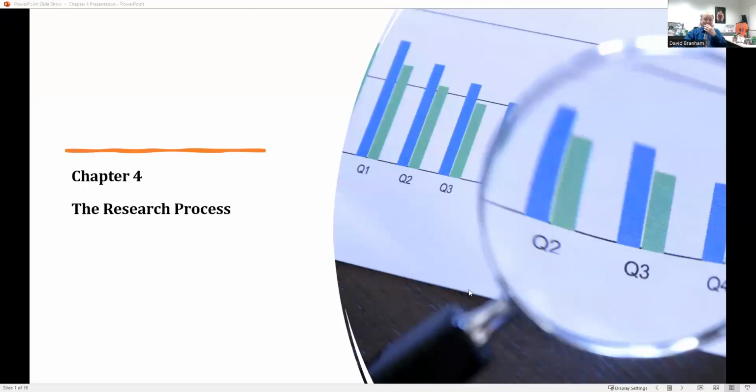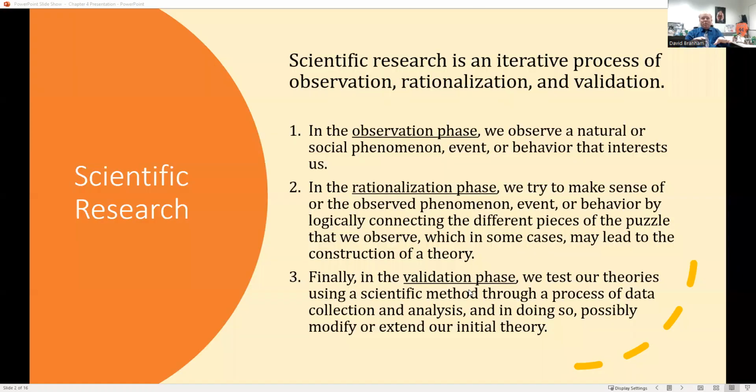So let's get started. I'll start by sharing my screen, and we'll get started on the presentation. The name of the chapter is The Research Process, Chapter 4, and it starts out with a basic outline of what scientific research is. And it says that scientific research is an iterative process of observation, rationalization, and validation.